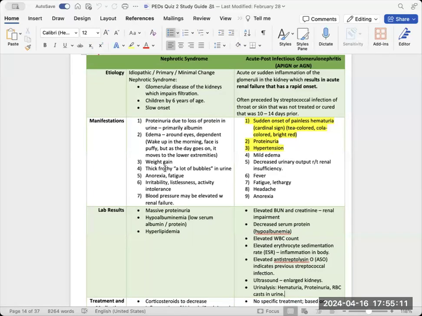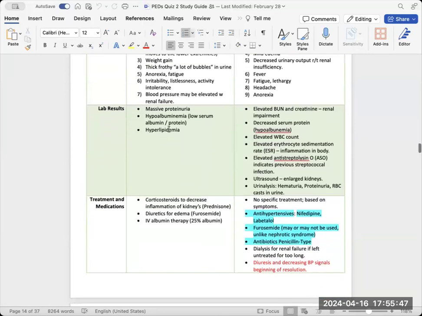Weight gain. If they have thick, frothy urine, like a lot of bubbles, that can let you know they have it. Also irritability, intolerance, and blood pressure may be elevated, may not be. But thick, frothy urine with a lot of bubbles, edema around the face that goes down to the periphery, proteinuria, and weight gain. I would especially highlight these. Now you're seeing the difference between nephrotic syndrome and acute post-infectious, because this one does not have hematuria or hypertension the way the other one does. And this one has a different type of edema.